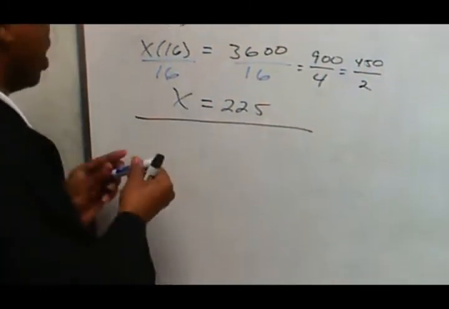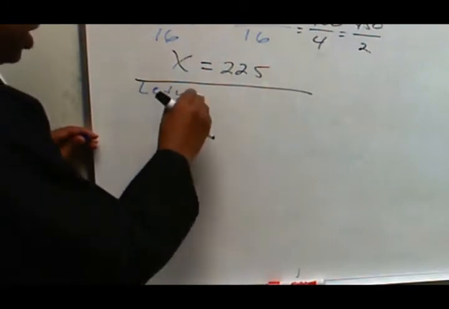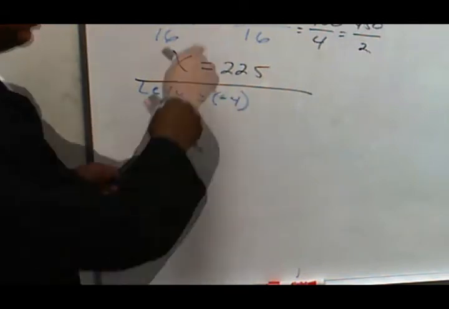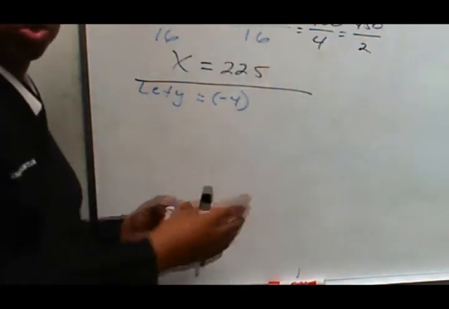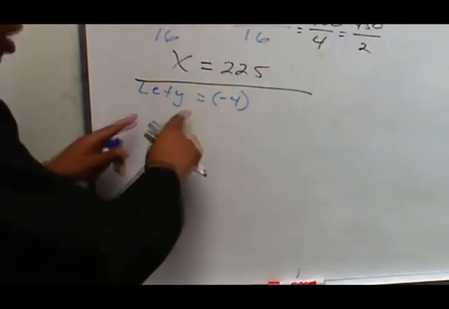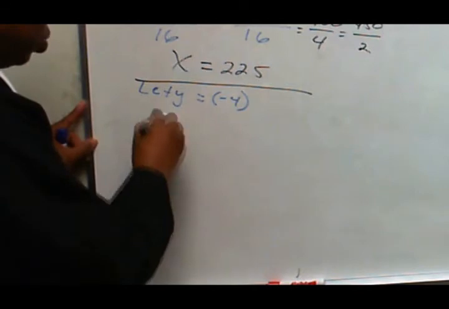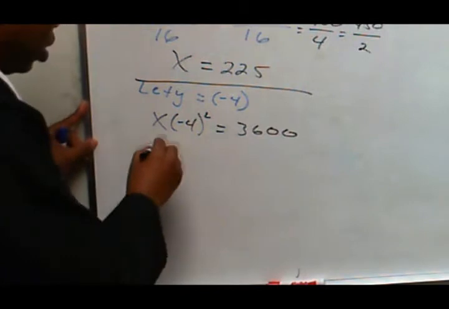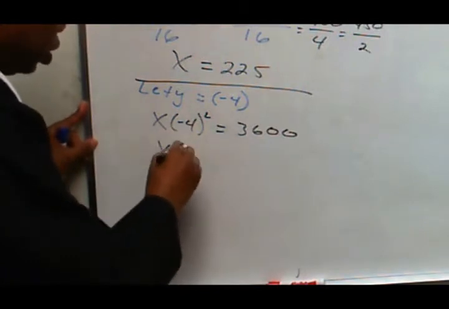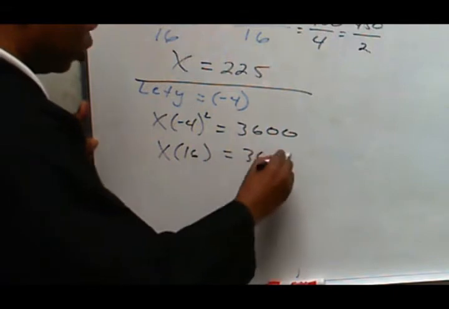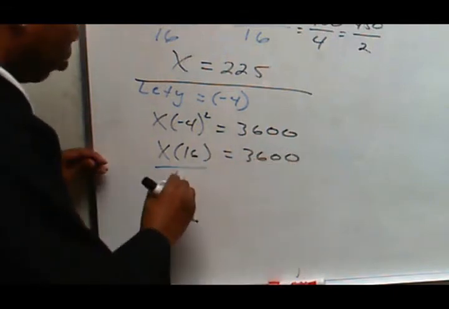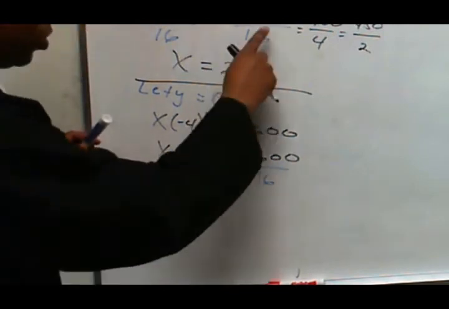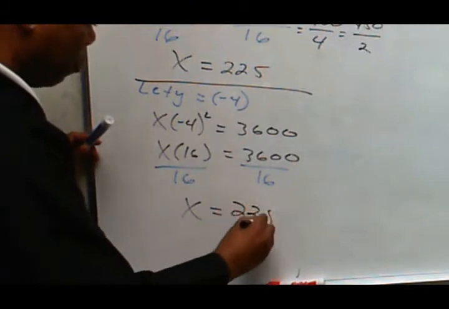Then, from there, I'm going to let y equal the opposite value that I chose. This will work with any value except for 0. So you can choose 1, 2, 3, 4, 5, any positive value, and then here choose the negative of the value. So we'll have x times negative 4 squared equals 3600. Negative 4 squared gives us 16, so 16x equals 3600, and we'll divide both sides by 16. We'll have x equals the same result here, which is 225.